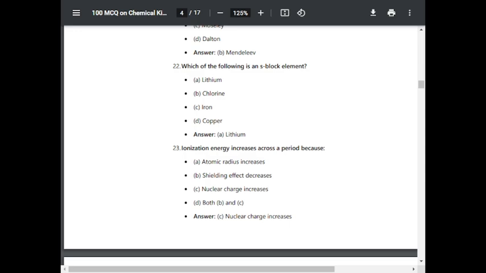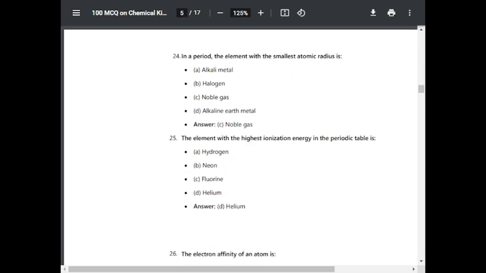Ionization energy increases across a period because nuclear charge increases. Option C is correct. B is not correct. So ionization energy increases across a period because nuclear charge increases. The correct option is C. Option C is correct. Question number 24.